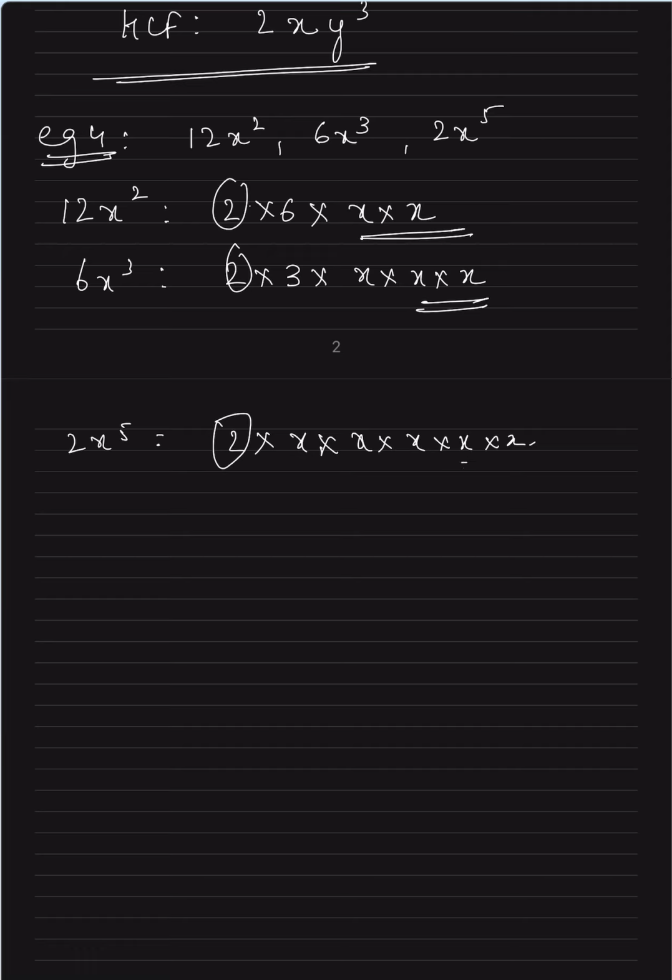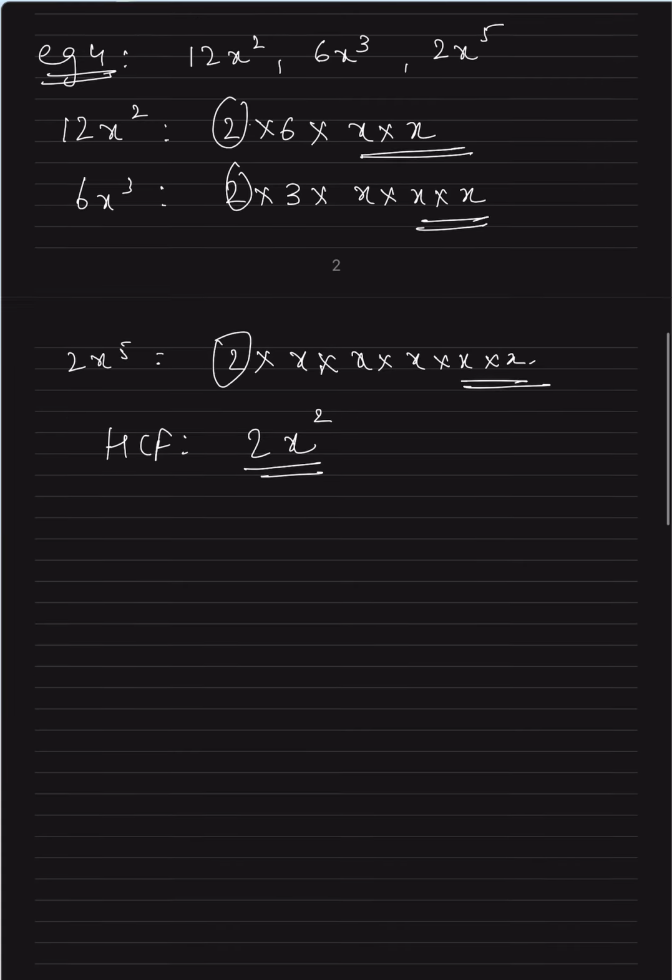So here 2x, here x square. So we will get HCF as 2x square of the given terms. All these are the common factors, but 2x square is the highest common factor. One more example.